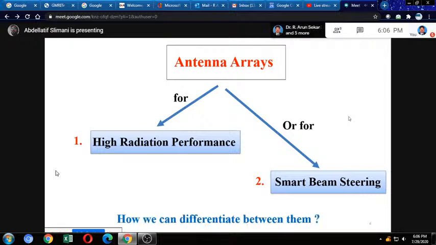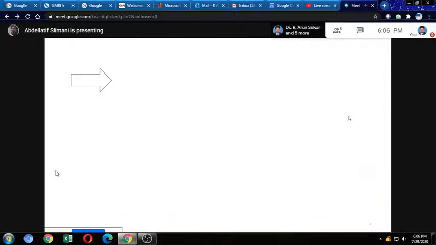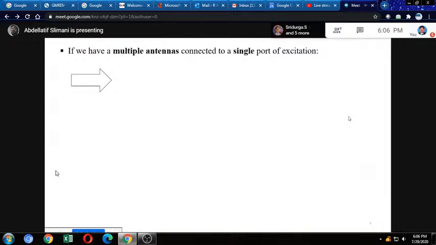Okay, so in the first case, if I use a single port of excitation for multiple antennas, I have one single port of excitation for a lot of antennas connected between them. So in this case, I talk about high radiation performance. I have just one single port of excitation used to power all antenna elements.